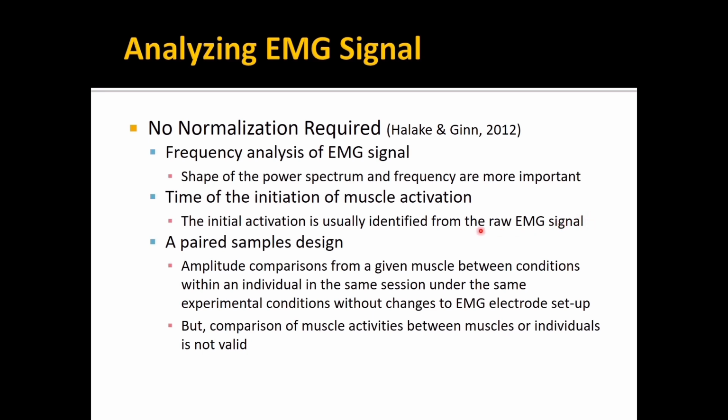Also, if you have a paired sample design, then you don't have to do EMG normalization, because the amplitude comparison is from a given muscle between conditions within an individual, in the same session, under the same experimental conditions, without changes to the EMG electrode setup. Again, we don't have to do EMG normalization. This is a paired sample design. But comparison of muscle activities between muscles and individuals is not valid, so we have to be careful of interpreting the data.